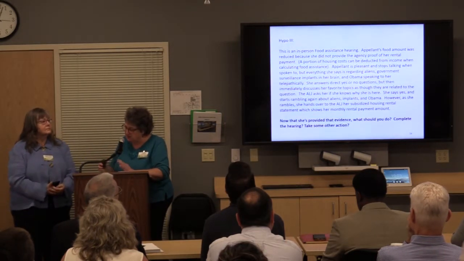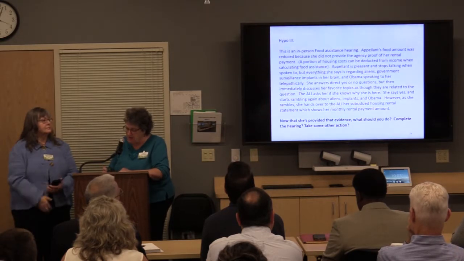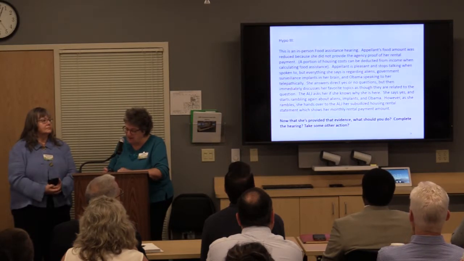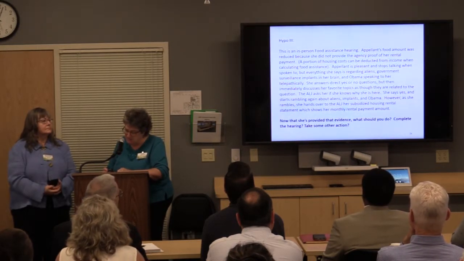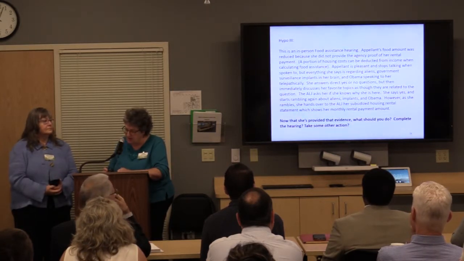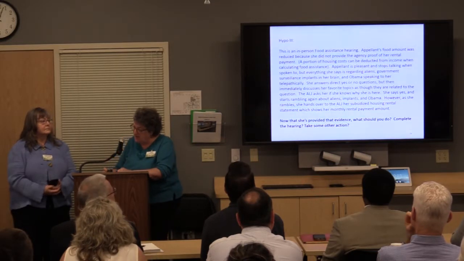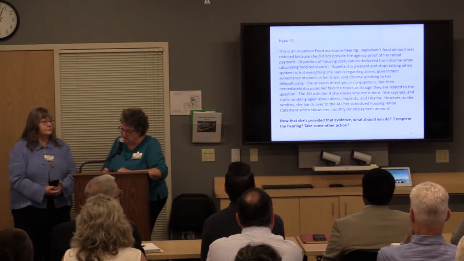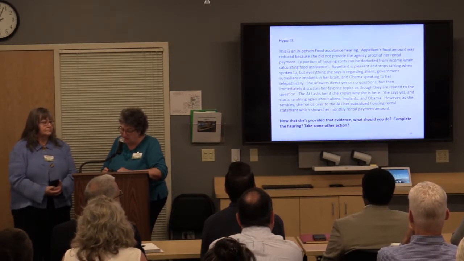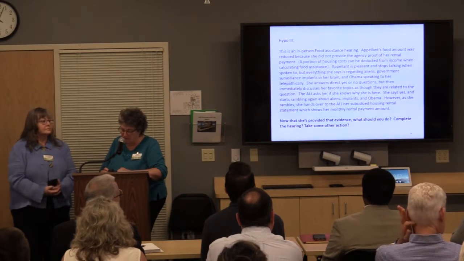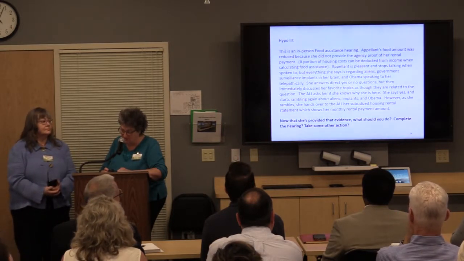The appellant is pleasant, she stops talking when spoken to, but everything she says is regarding aliens, government surveillance, implants in her brain, and Obama speaking to her telepathically. She answers direct yes or no questions, but then immediately discusses her favorite topics as though they are related to the question. The ALJ asks her if she knows why she is here. She says yes and starts rambling again about aliens, implants, and Obama. However, as she rambles, she hands over her subsidized housing rental statement, which shows proof of her rental payment amount.